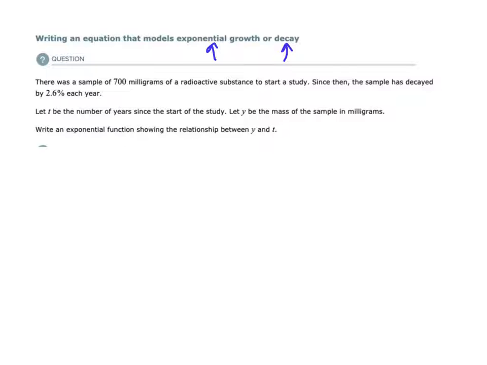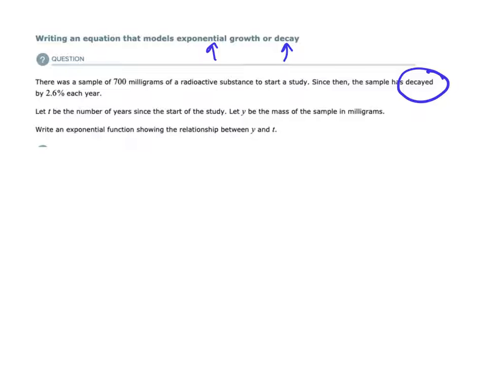So it says there was a sample of 700 milligrams of a radioactive substance to start a study. Since then, the sample has decayed, okay, by 2.6% each year. Let T be the number of years since the start of the study. Let Y be the mass of the sample in milligrams.